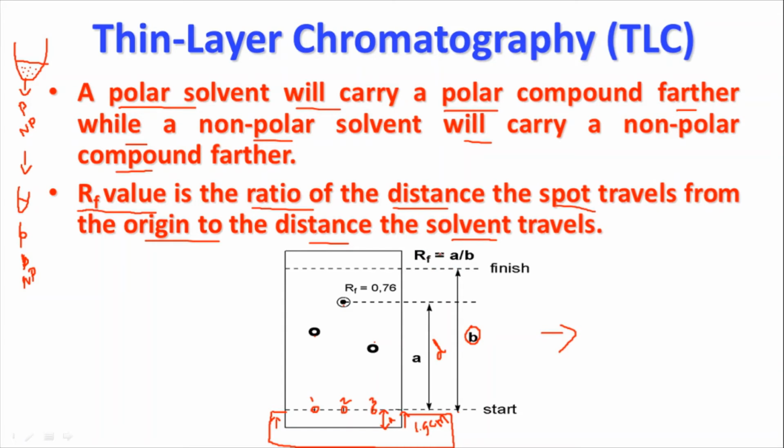So finally we calculate the RF value by dividing A by B. For example, the RF value of the sample is 0.76, and the RF value is mentioned in centimeter units. Compared with samples 1 and 3, the second sample has a higher RF value.